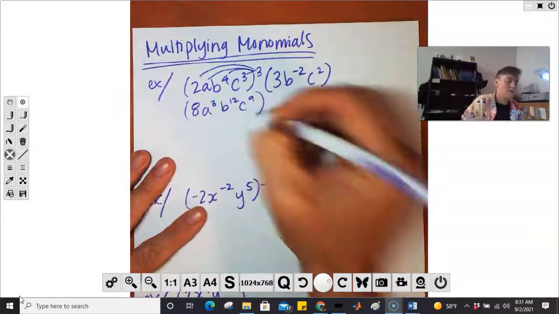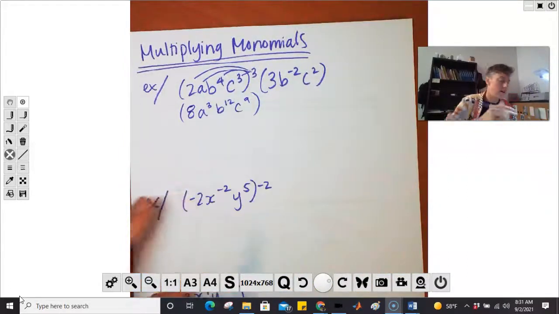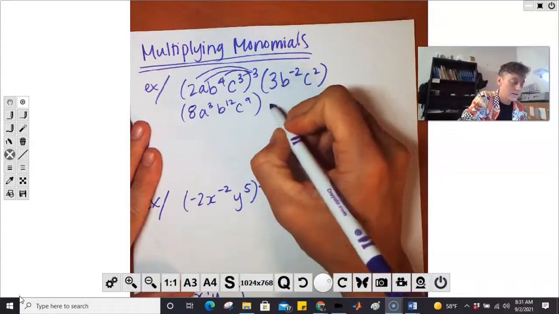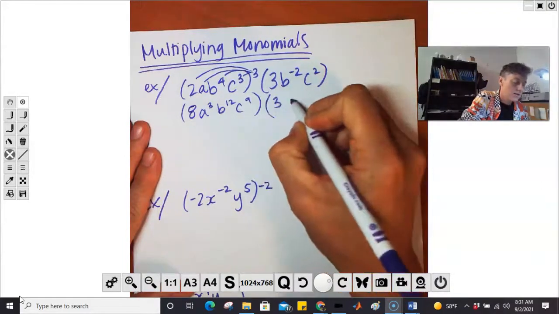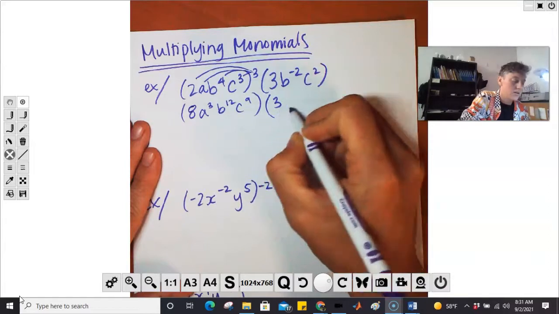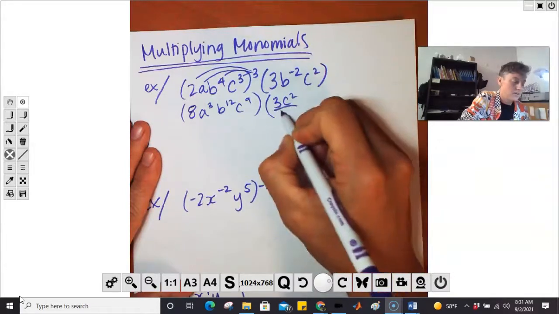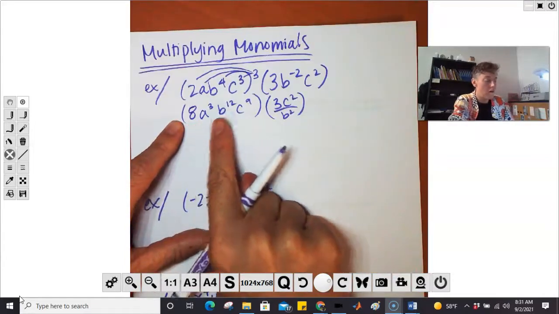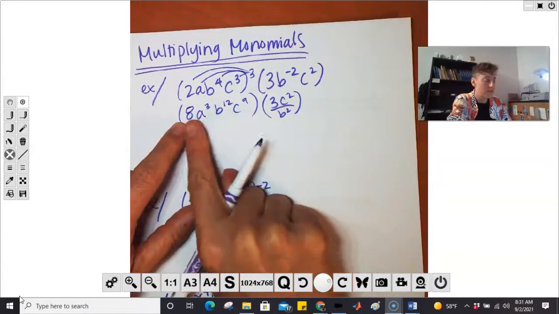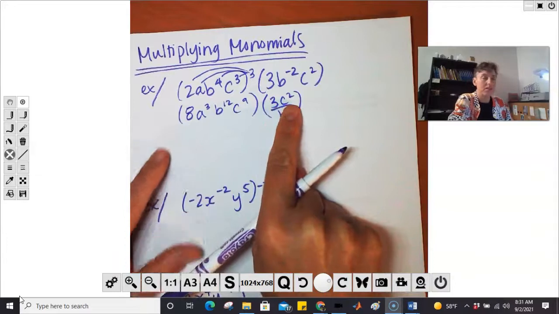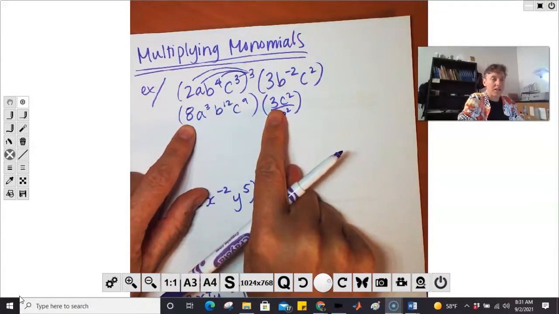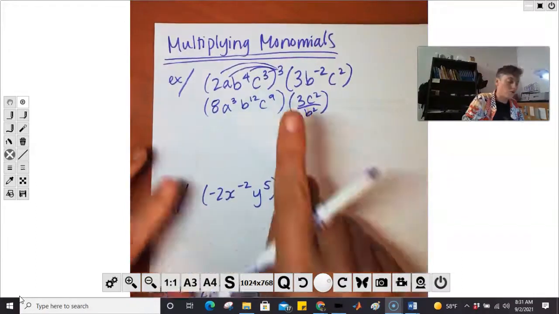All right, great. All of that is going to be multiplied by 3b to the negative 2. Oh, I don't like that. Let's make that positive. That's going to be 3. The b squared is going to go on the denominator, and c squared will stay there. Okay, great. Remember, all of this is in the numerator, so that's what's going to get multiplied by the 3c squared here. We can multiply the numbers in front, multiply the constants. 8 times 3 is 24.